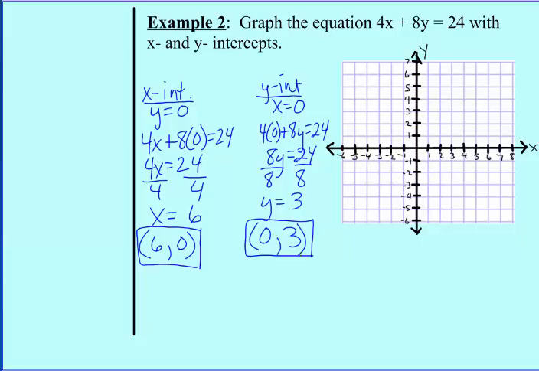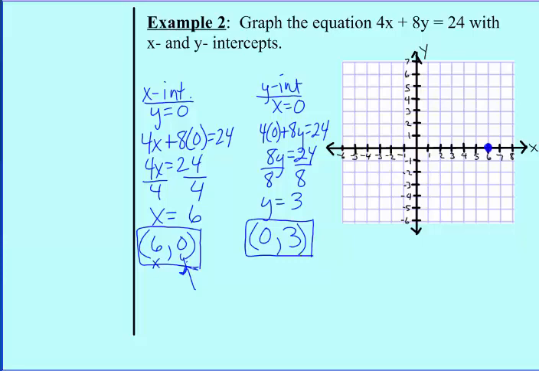I can come over to the graph and graph each of those points. So I have 6, 0, so 6 is the x value. That one goes sideways. The 0 is the y value. That's the up and down value. So I go to the right 6 and then up 0. So my point is going to go right there. So there's my point.